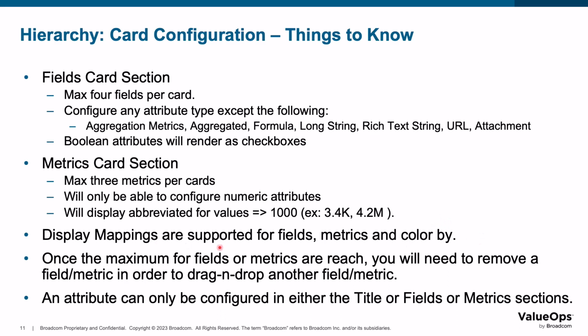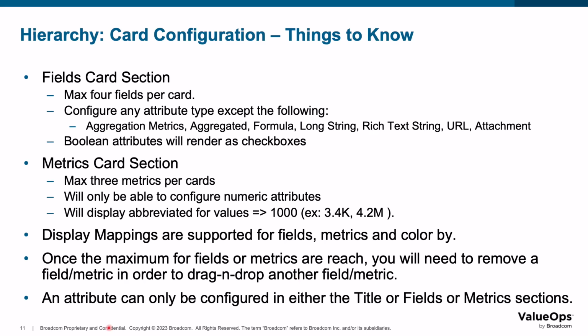Display mappings are supported for fields, metrics, and color by fields if you have them configured on your data types that support display mappings. And once you hit the maximum number of fields or metrics in a card, you will need to remove that field or metric in order to drag another attribute to the card.